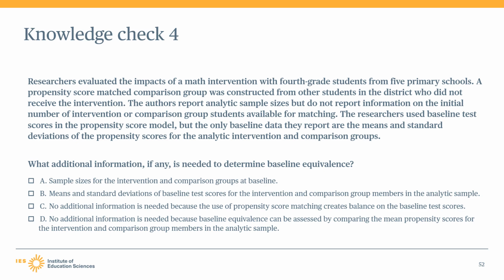C. No additional information is needed because the use of propensity score matching creates balance on the baseline test scores. Or D. No additional information is needed because baseline equivalence can be assessed by comparing the mean propensity scores for the intervention and comparison group members in the analytic sample. You may want to pause the video to think about your answer.